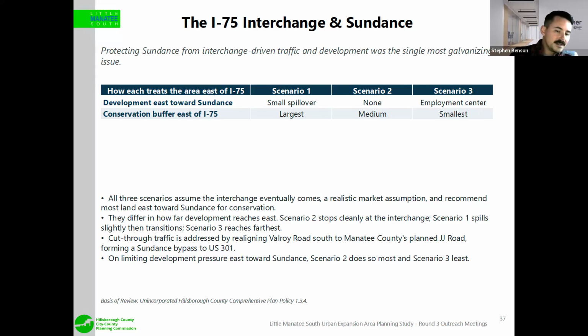A conservation buffer east of 75 was also identified and recommended, mainly I think as a buffer for the Sundance community. Scenario one showed the largest conservation buffer. Scenario two showed more of a medium conservation buffer. And then scenario three showed the narrowest conservation buffer. All three buffers focused mainly on the Curiosity Creek corridor that is just to the east of the interstate, and so they were not able to fill up the entire area between 75 and Sundance. So that's why each of them are different sizes.